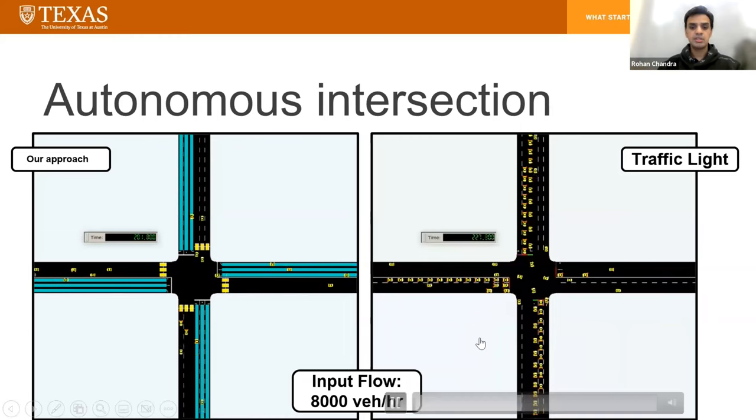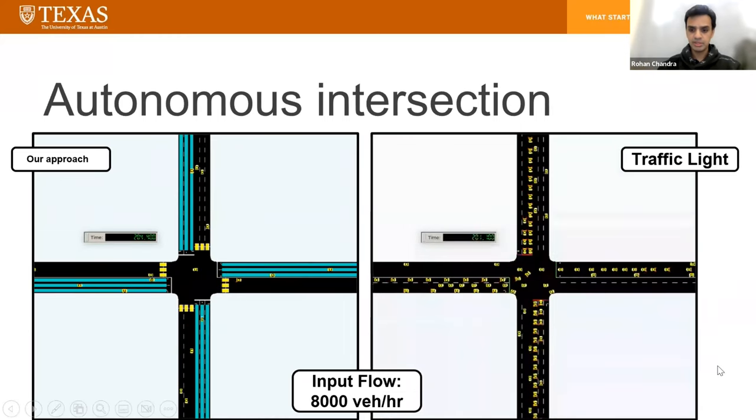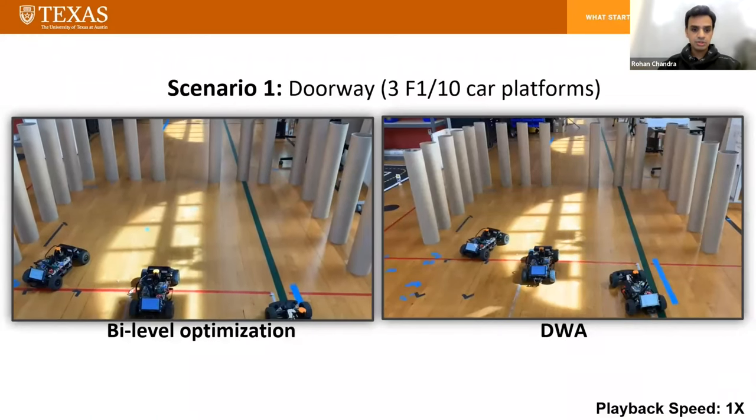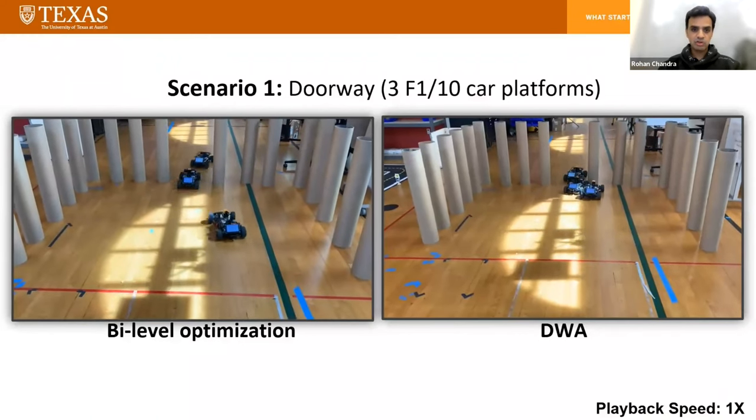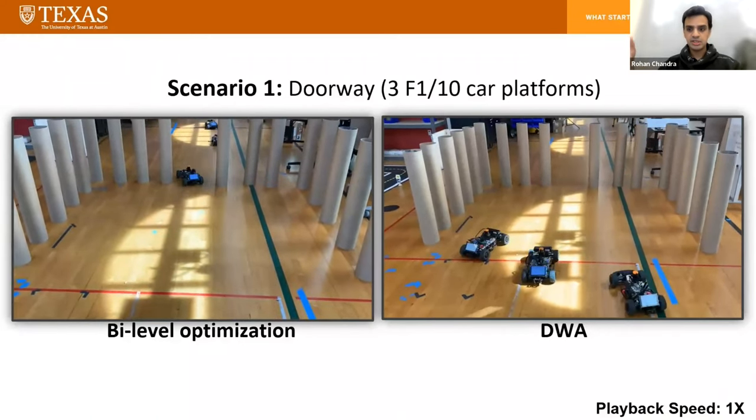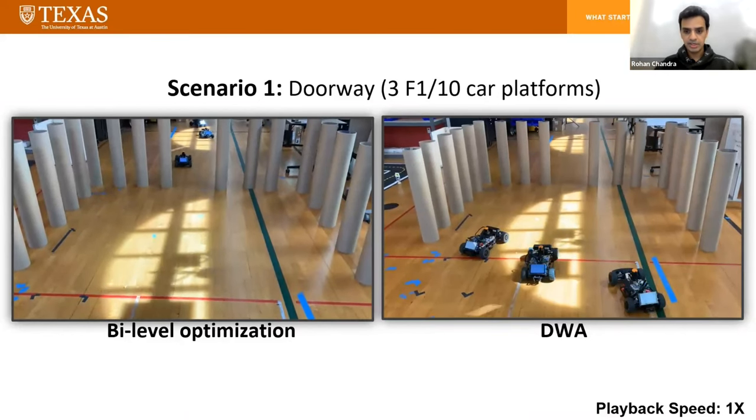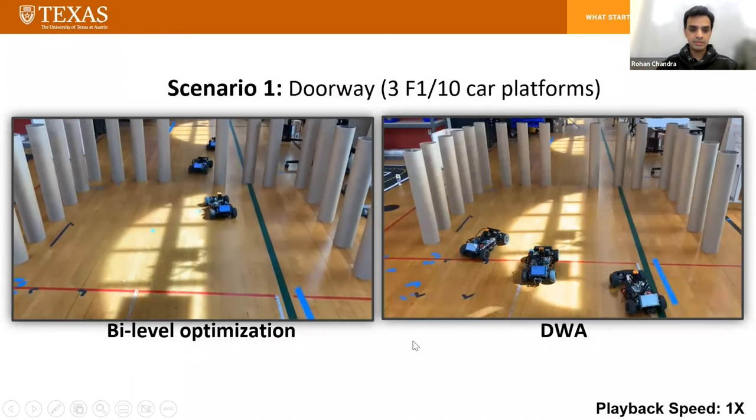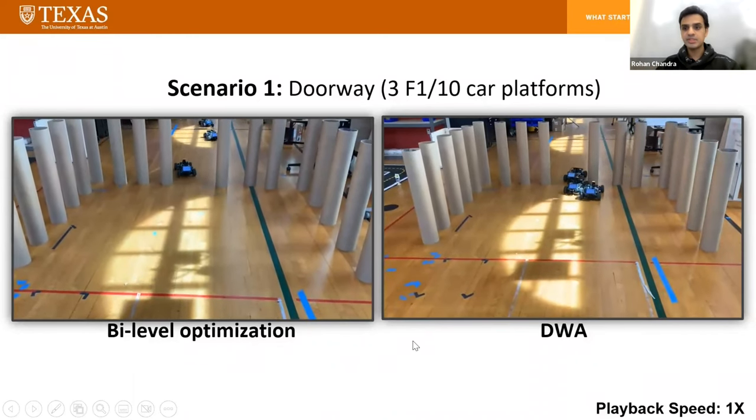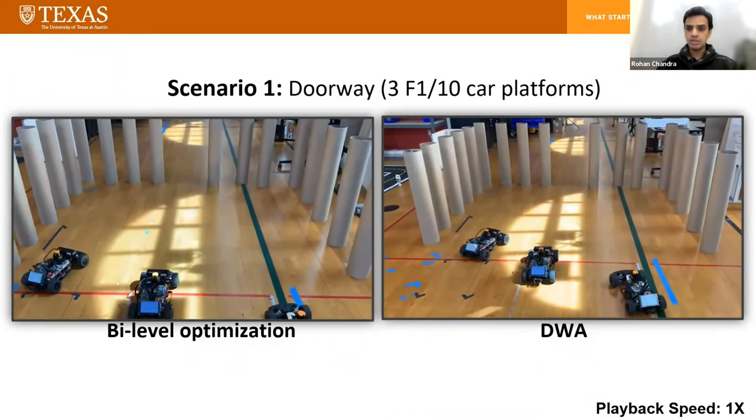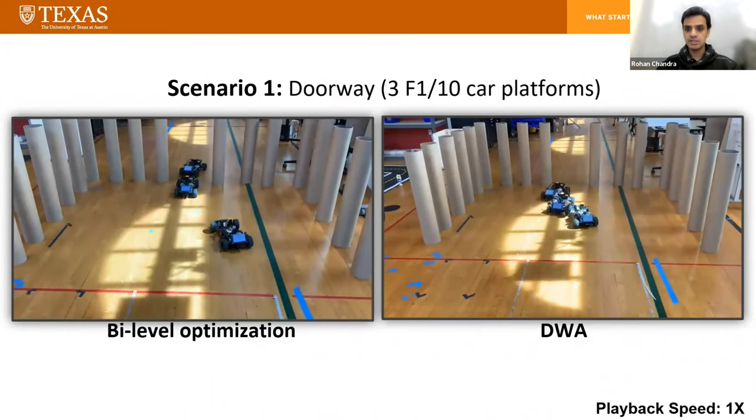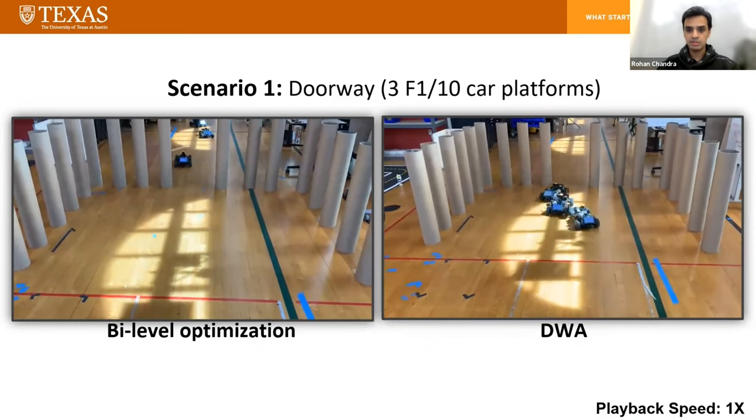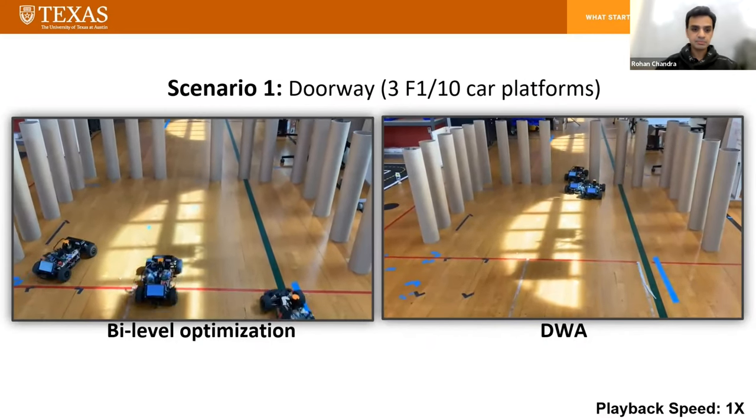Okay, I'm going to move a little fast because I'm running out of time, but I'm going to show some real world results as well. So here again is the same kind of thing, bi-level optimization on the left versus a DWA planner on the right. And one thing to notice is that these are all autonomous navigation. We're not manually controlling these cars. These are F110 car platforms, and they're all running autonomous navigation on them.